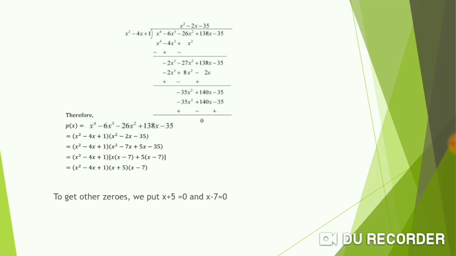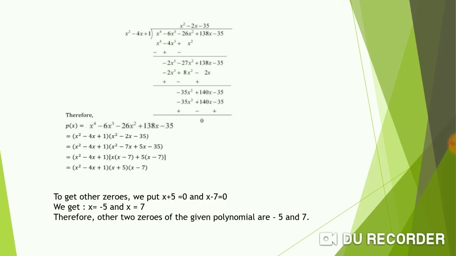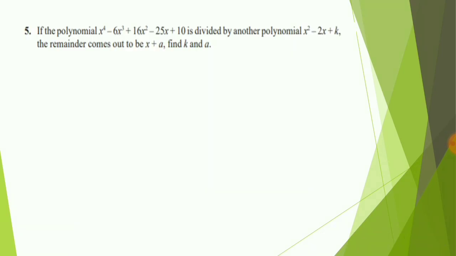Thus, the other zeros we can find out by putting x plus 5 equal to 0 and x minus 7 equal to 0, and we get them to be x is equal to minus 5 and x is equal to 7. Thus the other zeros are x is equal to minus 5 and x is equal to 7. Let us take up question 5 now.